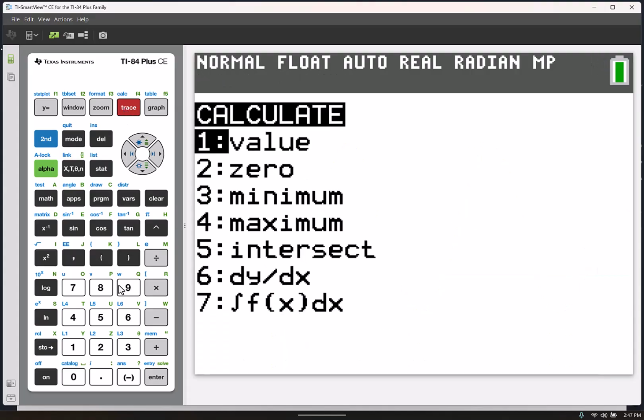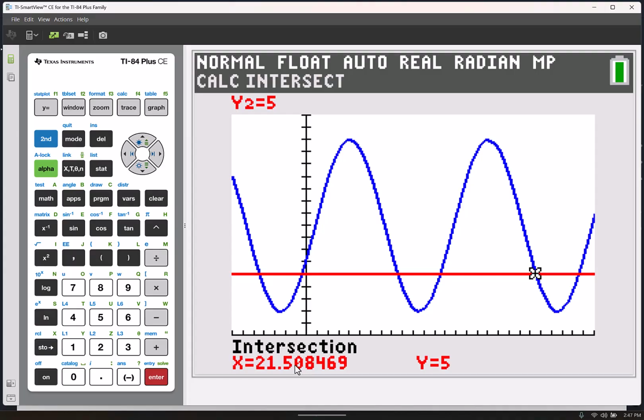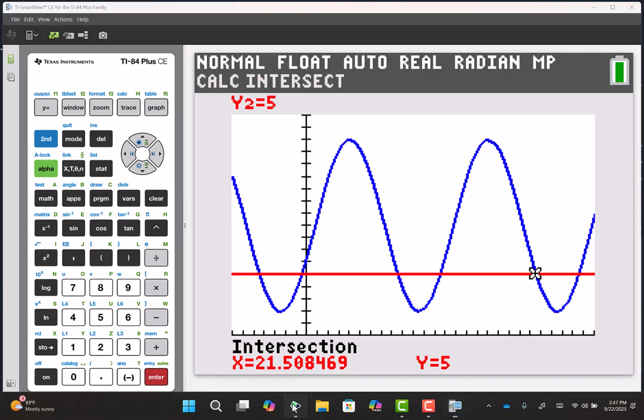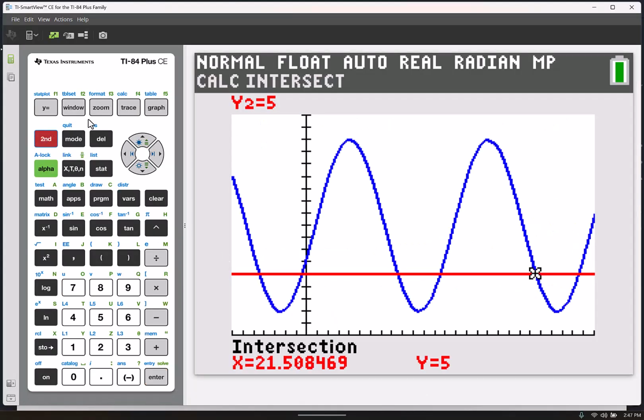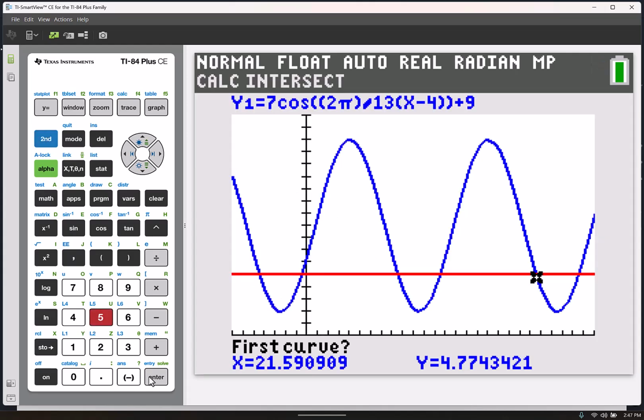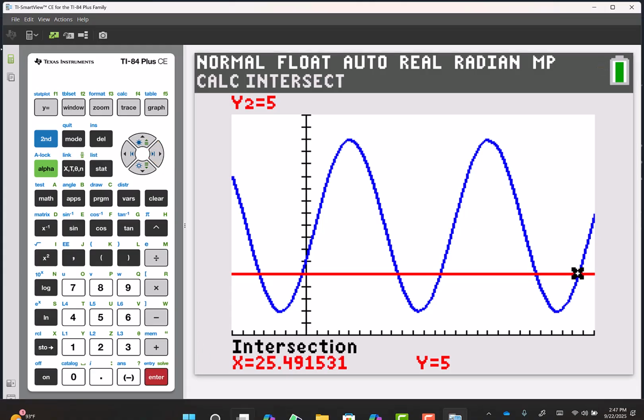Second, calculate, number 5. Enter, enter. And that's the fifth one. 21.508469. Second, calculate, number 5. Enter, enter. 25.491531.